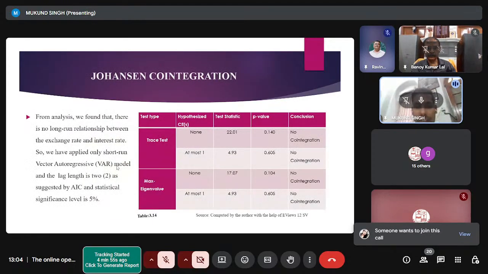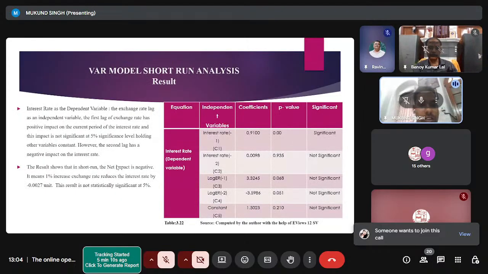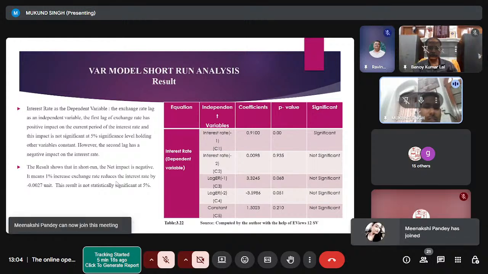Through the Johansen co-integration, we found that there is no long-run relationship between exchange rate and interest rate. So, to find the short-run coefficient, we use VAR model, through which we find that in short run, net impact is negative. It means 1% change in exchange rate reduces the interest rate by minus 0.002 unit. But this relationship is not statistically significant.